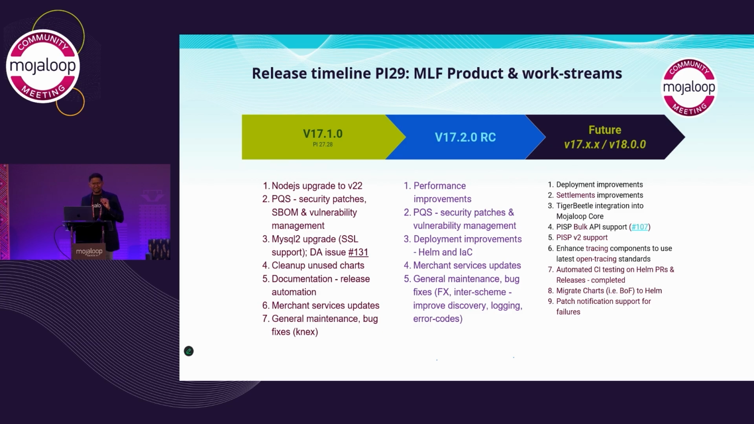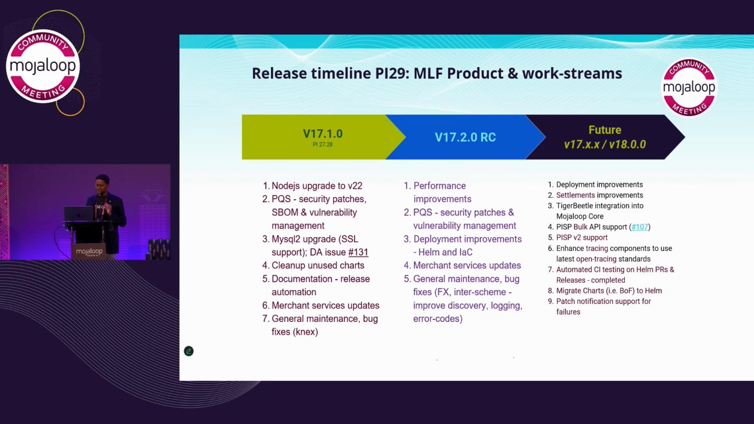There are also many updates to deployment that are coming on Helm and ISE that are supported with the latest release, which is 17.20. There are also many enhancements and bug fixes done. There are fixes in FX and interscheme to make sure there are improvements to the discovery process, improvements to logging and error codes. These were all introduced, some of them from our partners at the DRPP or the COMESA project.